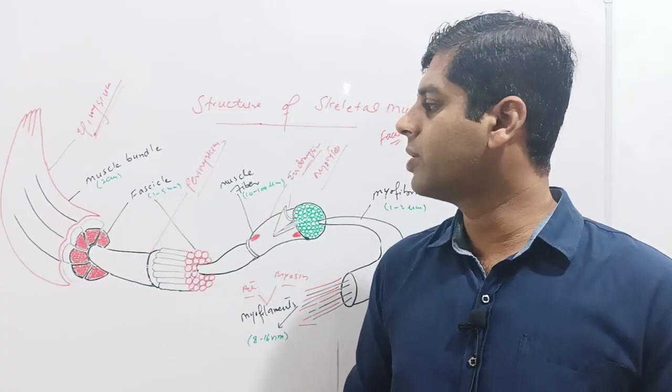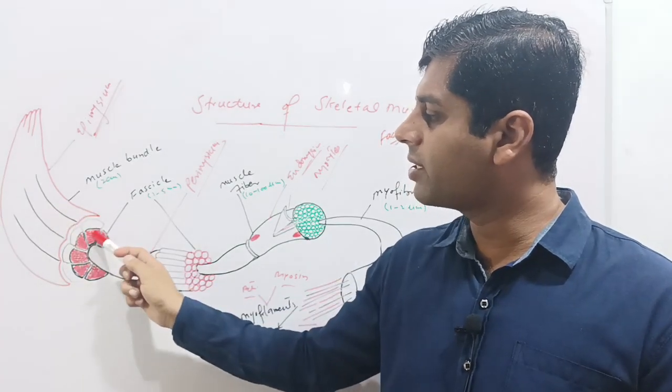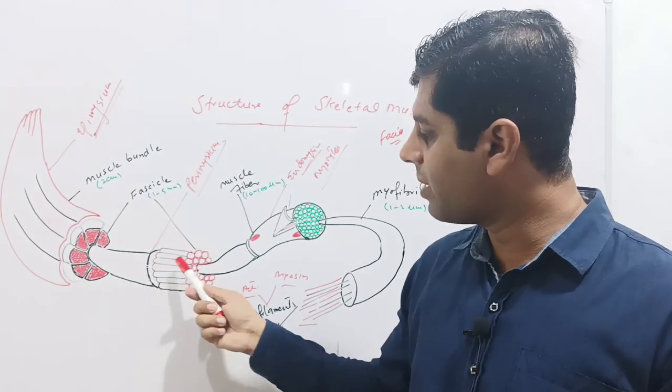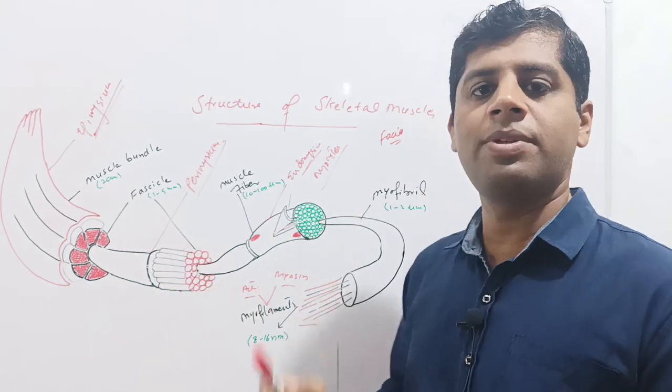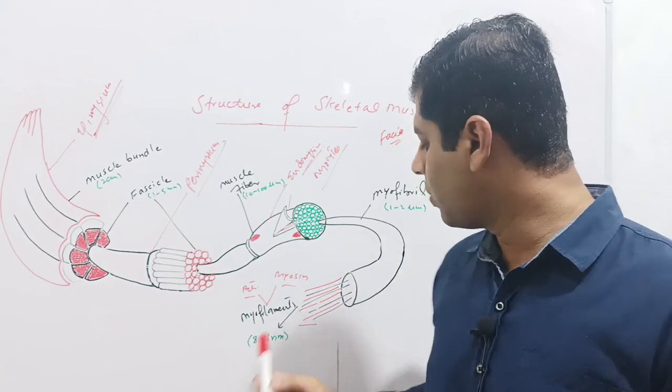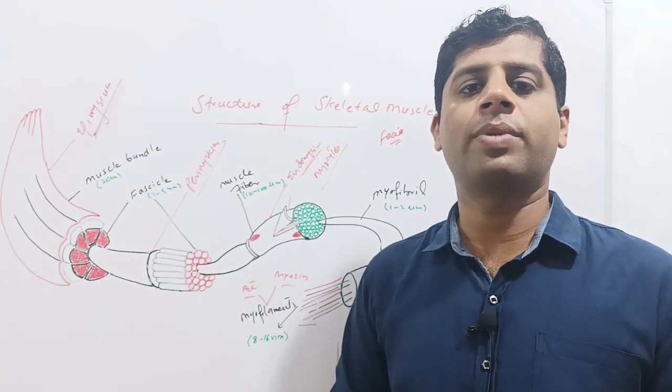If we consider their visibility, the muscle bundles and fascicles can be seen with the naked eye. The muscle fibers and myofibrils can be seen with the compound or light microscope, while the myofilaments can be seen with the electron microscope.